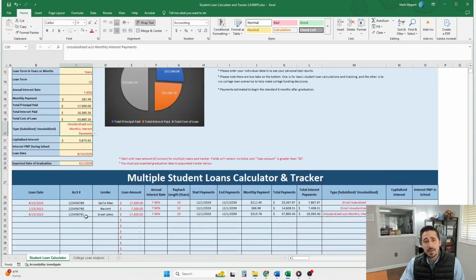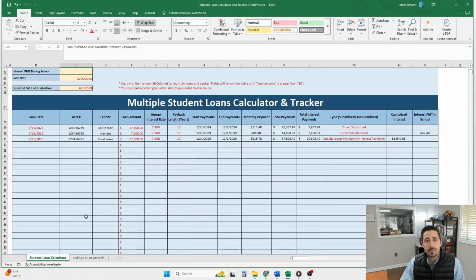From there, we go down to what a lot of people will probably be using. This lower section is very similar to that upper section. This portion right here, the expected graduation date, is the only thing from up there that the rest of this chart down here, this table, uses. So make sure that you get this right.